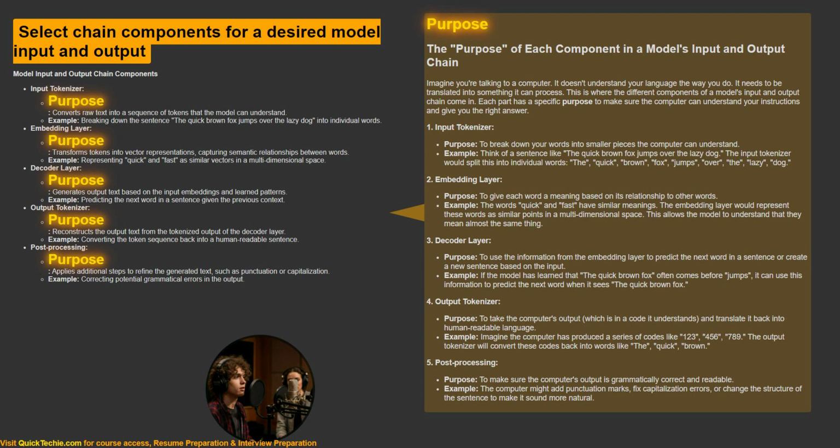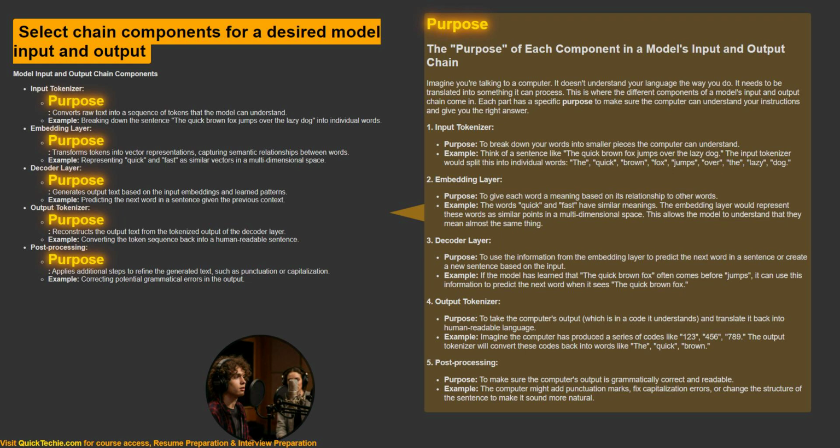Input tokenizer. Purpose: to break down your words into smaller pieces the computer can understand. Example: think of a sentence like, "The quick brown fox jumps over the lazy dog." The input tokenizer would split this into individual words: the, quick, brown, fox, jumps, over, the, lazy, dog.